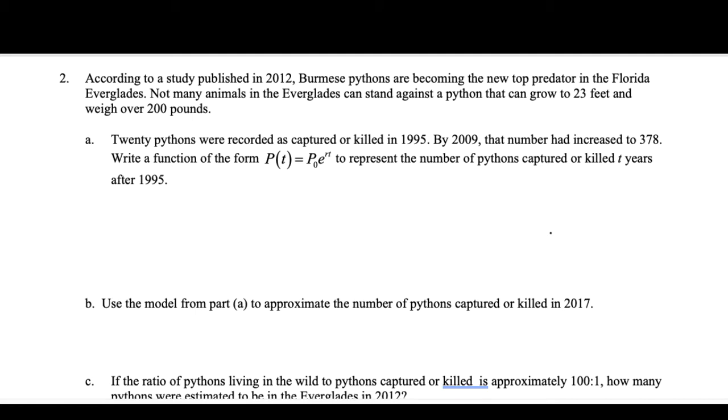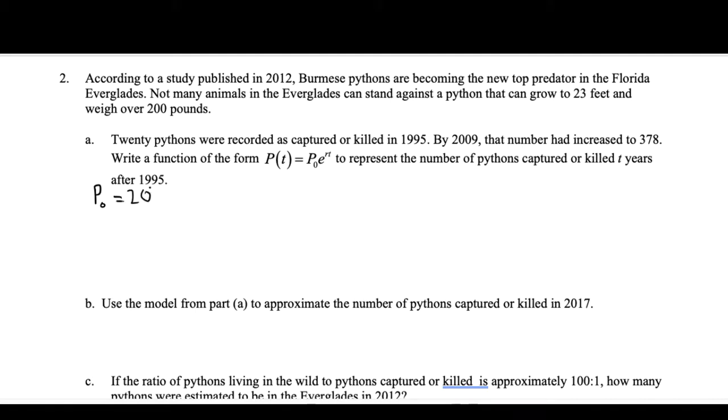So the first part of this problem: 20 pythons were recorded as captured or killed in 1995. By 2009, that number had increased to 378. Write a function of the form p of t equals p sub 0 e to the rt to represent the number of pythons captured or killed t years after 1995. First of all, p sub 0 here represents the initial number of pythons, which was the number in 1995, and that was 20.